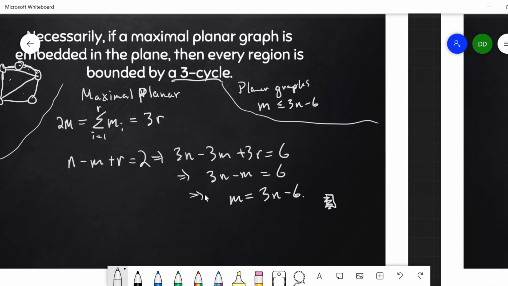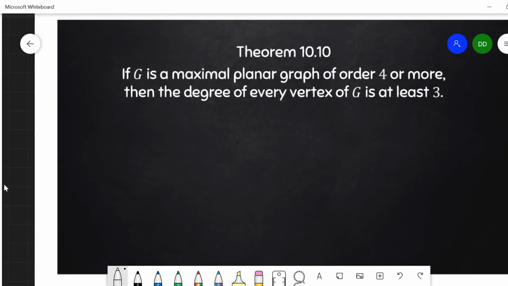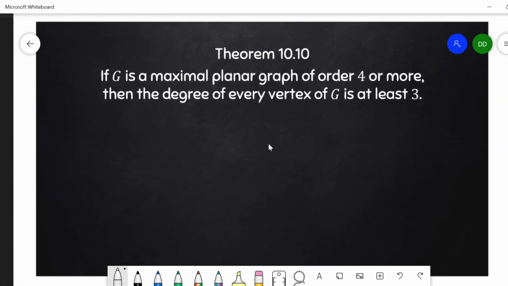What else is true about maximal planar graphs? If it's of order 4 or more, then the degree of every vertex of G is at least 3. How does this work? We'll be given a maximal planar graph of order at least 4, and let v be a vertex.